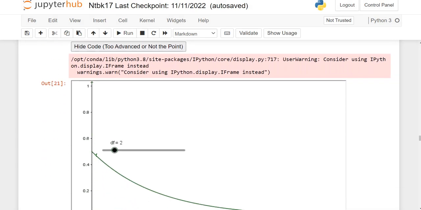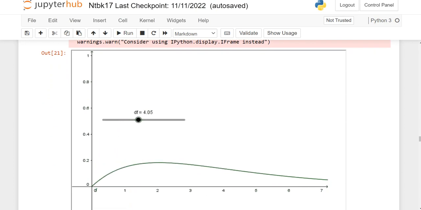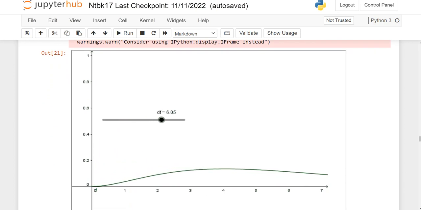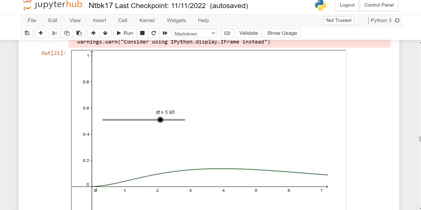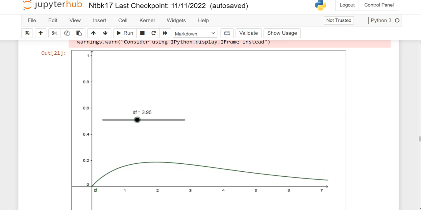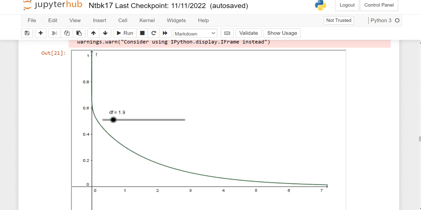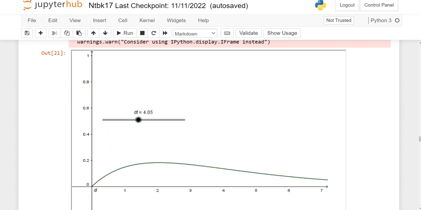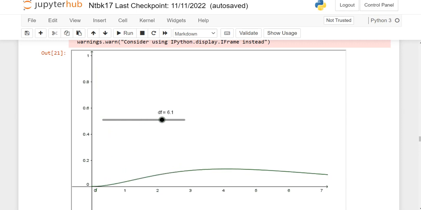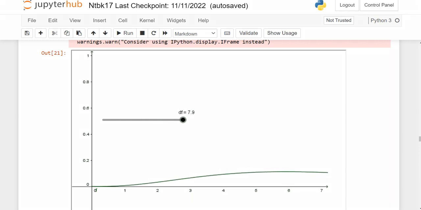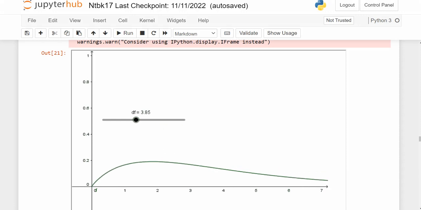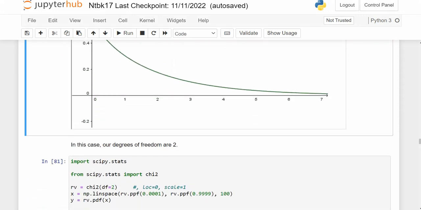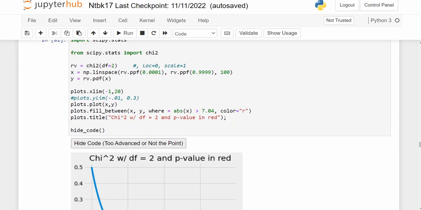Okay, and then this is an animation, and you can see the degrees of freedom are increasing and the peak, or the bump, is getting smaller, less tall, and traveling to the right. So as the degrees of freedom get larger, that bump moves to the right. So that is the chi-squared distribution. That is the mathematical graph that we're using in this case.